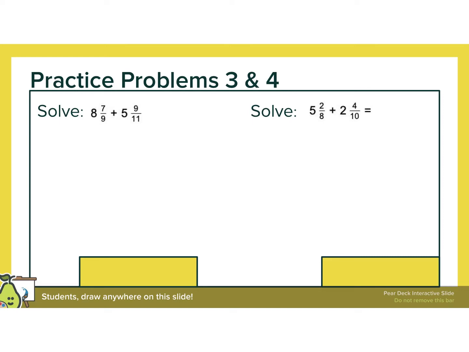Okay, practice problem 3. Let's write it vertically. That's step 1. 8 and 7/9 plus 5 and 9/11. All right. Both of these are prime numbers, so I know I can multiply. I'm going to have a really big denominator, which is 99.